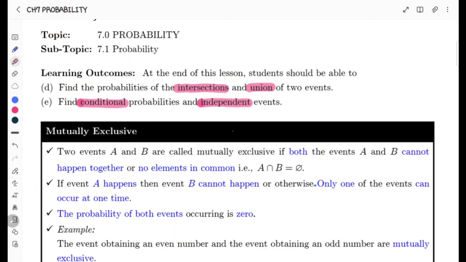Learning outcomes. At the end of this lesson, students should be able to find the probabilities of the intersection and union of two events. Secondly, find conditional probabilities and independent events. Two events, A and B, are called mutually exclusive if both the events A and B cannot happen together and have no elements in common, i.e., A intersect B is an empty set.